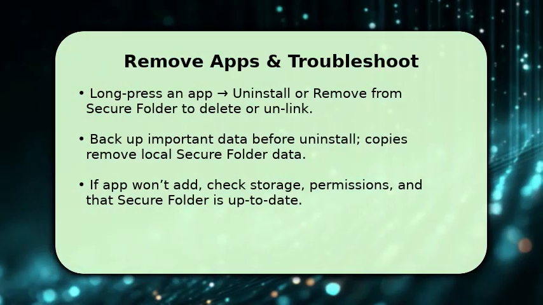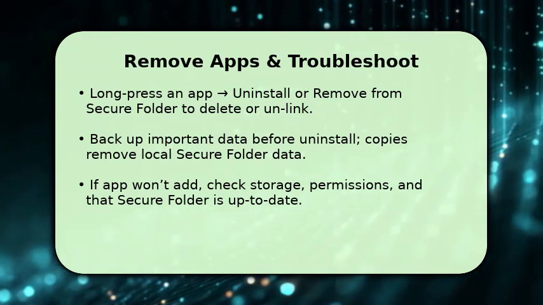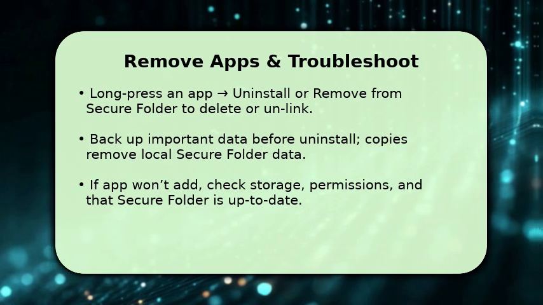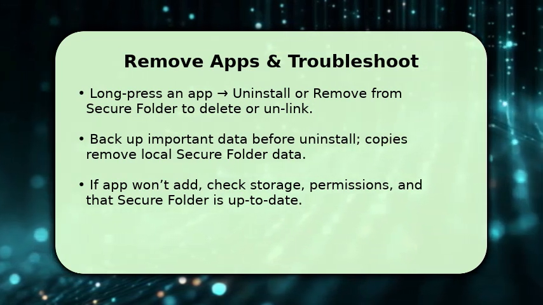To remove an app, long press its icon and choose Remove from Secure Folder or Uninstall if you want it gone entirely. Make sure to back up any important local data first, because uninstalling a copied app deletes its Secure Folder storage.